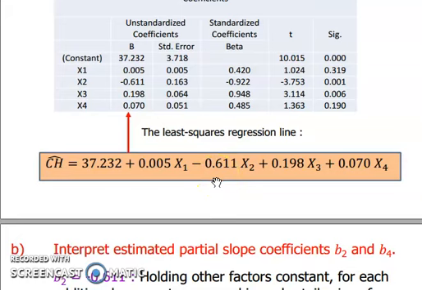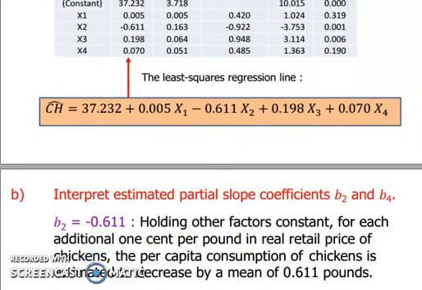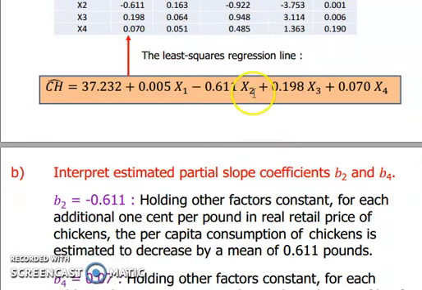But if you are using the definition for x2 and ch, then you'll get what we just discussed, which is when we talk about 1 unit of x2, it means 1 cent per pound in real retail price of chicken. So that is the unit of it. X2 is the real retail price of chicken. So a 1 unit increase in x2, one additional 1 cent per pound in real retail price of chicken. When there is an increase, on average, the CH, what is CH?